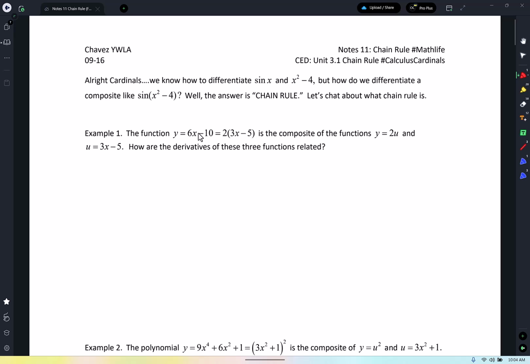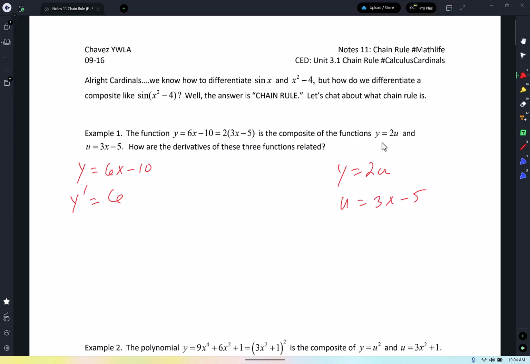So look, I have a function here, 6x minus 10, and you can factor out a 2, and that will turn into 3x minus 5. This is just to prove the chain rule. So let me go ahead and just start writing here. I'm going to go slow. We know that this derivative is just 6. Yes or no? Okay. So notice that we can rewrite this as y equals 2u, where u equals 3x minus 5.